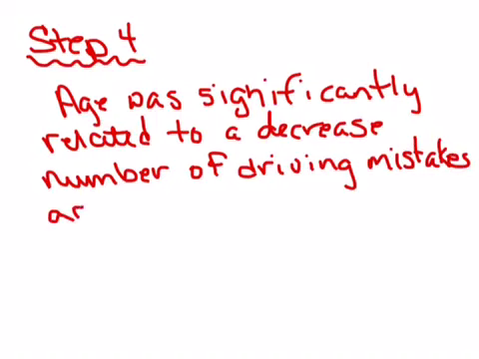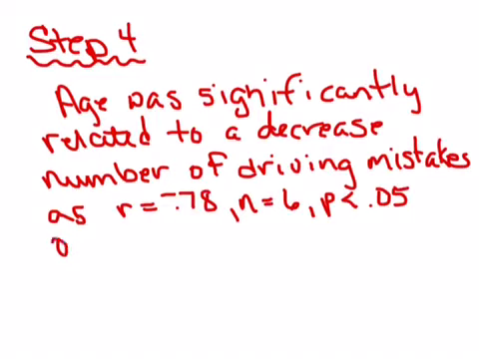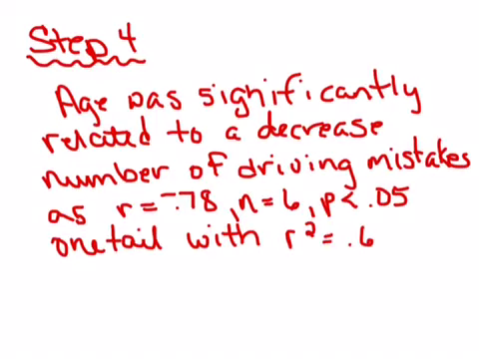And now we're going to do the APA portion. R equals negative 0.78, N equals 6, because that was our sample size. This is a different format than the t-tests. P is less than 0.05 one-tail, because we used 0.05 one-tail, and we have our effect size, which is R squared, which equals 0.61.